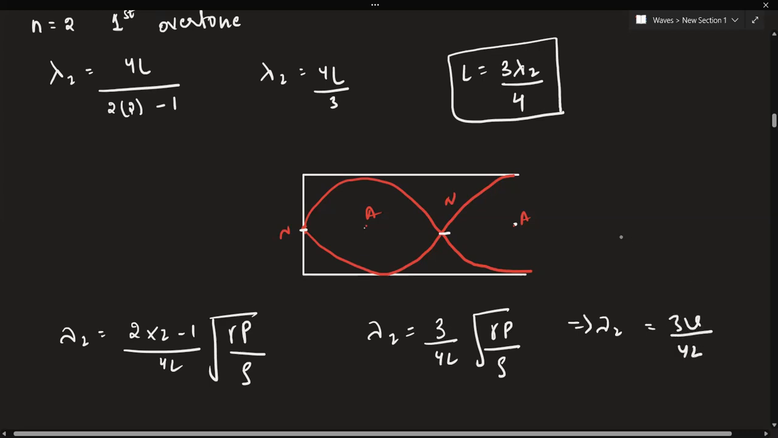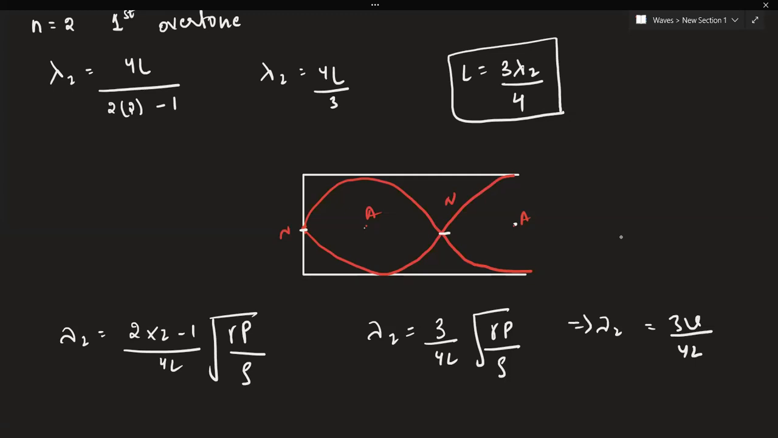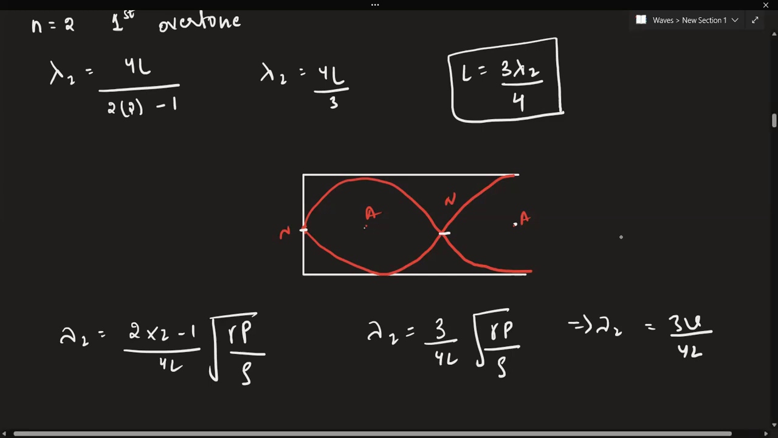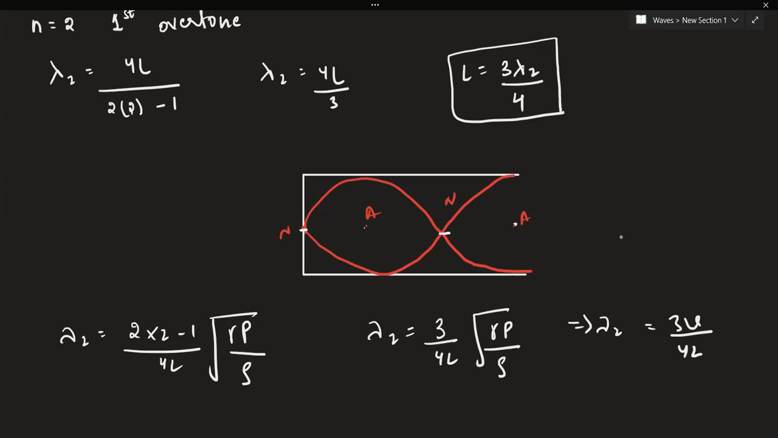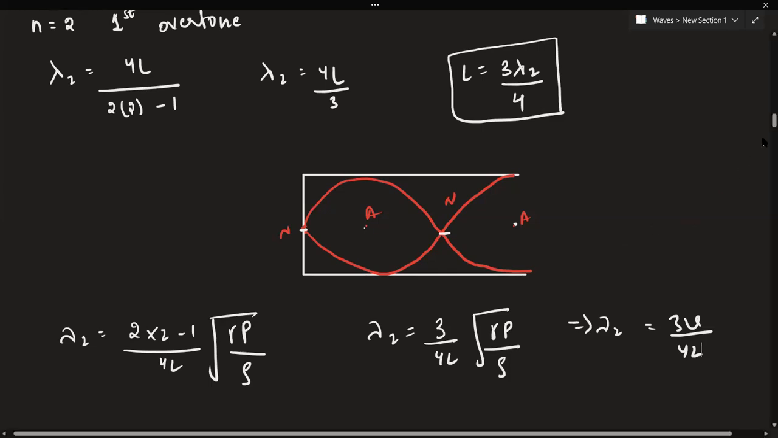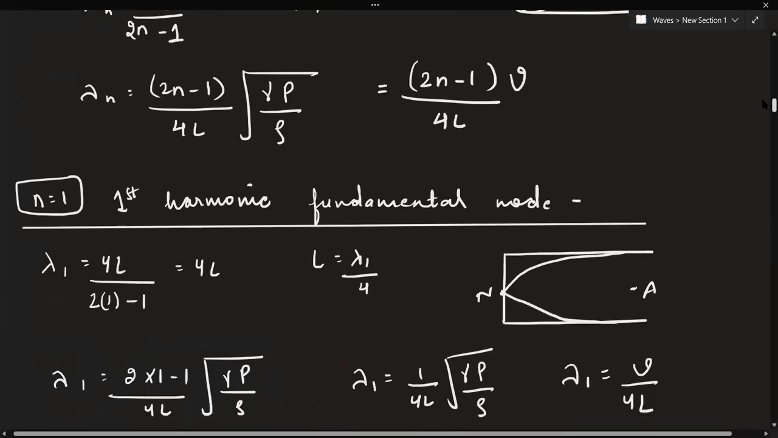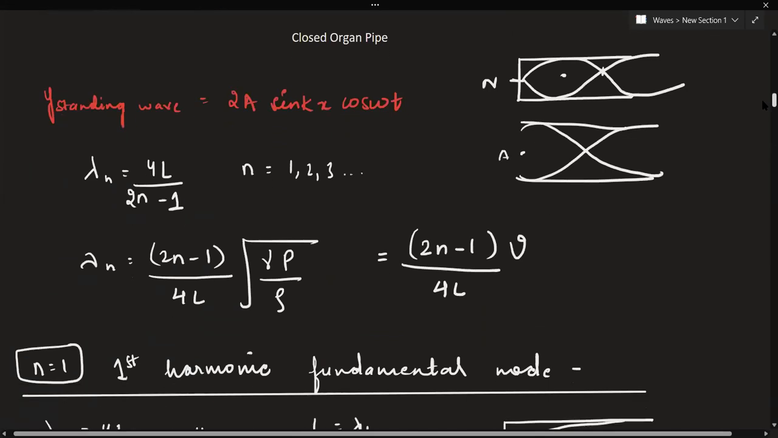So is this clear? The difference between open organ pipe and closed organ pipe? Yes, ma'am. So as you keep on increasing the value of n, you can put it in the general formula for wavelength and frequency, and you can get the respective values for any overtone and any mode of vibration you wish. Just note it till this part. Then we'll do questions today.